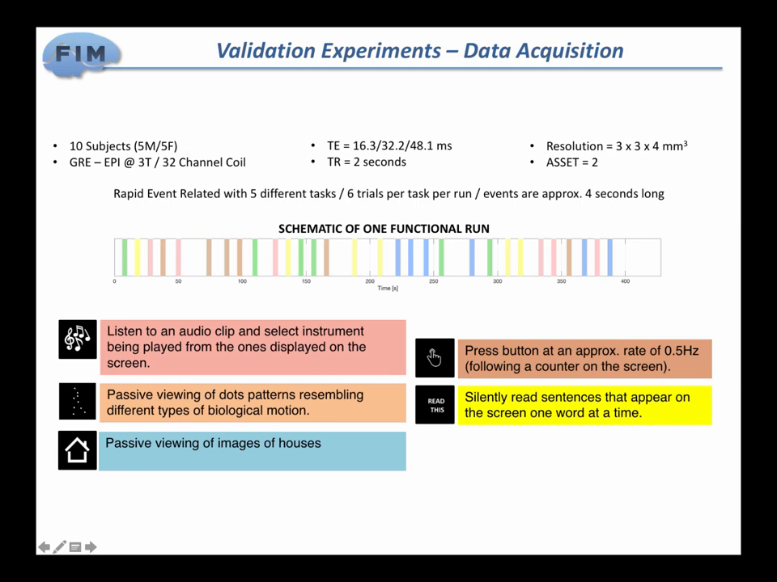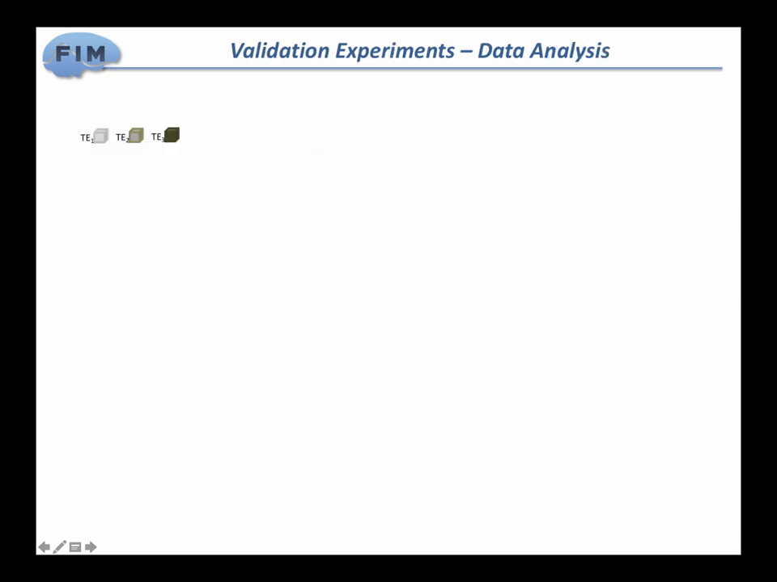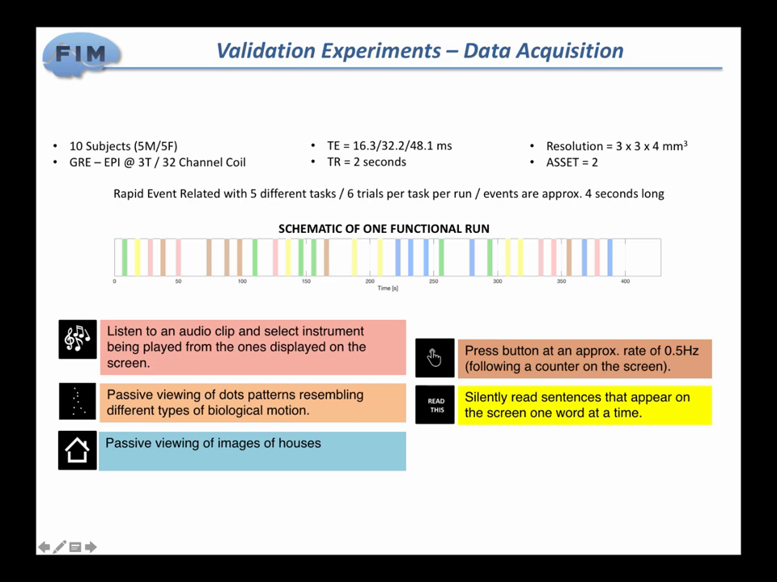And we decided to do a series of functional runs in which we have events for 5 different tasks. The idea here was to have tasks that would elicit activity in a different range of regions with different levels of activity. So we have auditory tasks, passive viewing of dots moving resembling biological motion, houses, motor tasks, and a reading task. For each of these tasks, there are, I believe, 6 events per run, each of them lasts 4 seconds, and they're randomly distributed, okay?